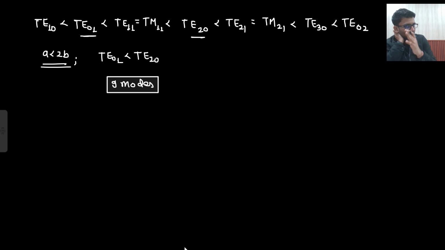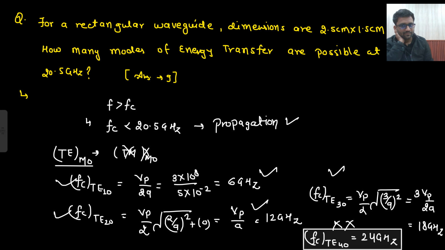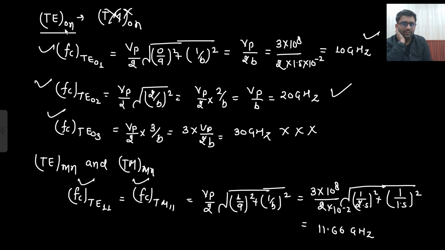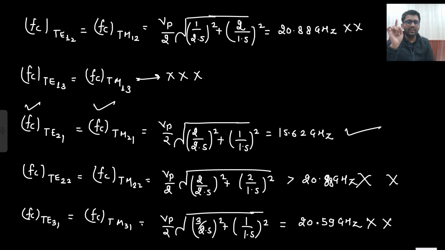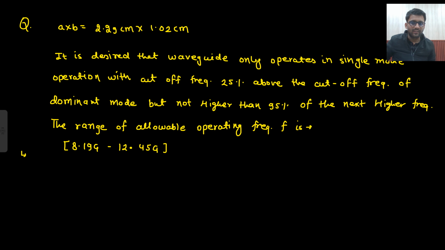So this is the way you need to proceed. Always first calculate M0 and 0N. Then you proceed with fixing 1: 1,1, 1,2, 1,3. Then fix 2: 2,1, 2,2, 2,3. Then fix 3: 3,1, 3,2, 3,3. So if you follow this order, then you will not forget any of the modes. Otherwise, you may end up forgetting a mode. Let's see the next one.